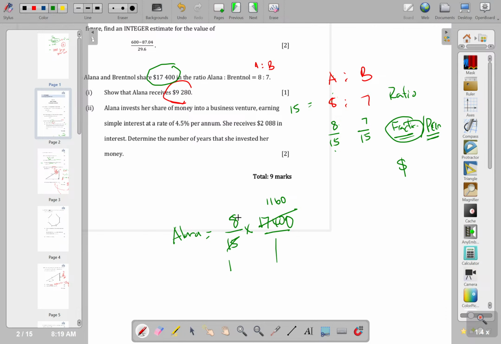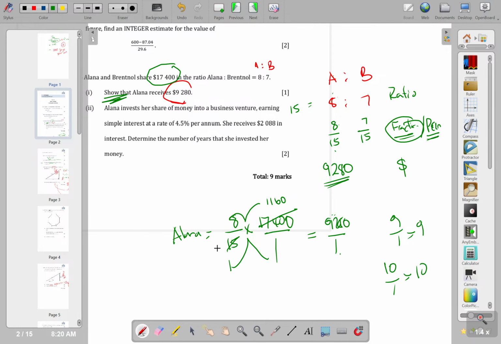Then how do I multiply fractions? Top times top, that gives me a number. Bottom times bottom, that's going to give me a number. So then I'm going to do that. So it's 9,280 divided by 1. I don't want you to leave it like that though. What is 9,280 divided by 1? Any number divided by 1 is the same answer, same value. So 9,280.